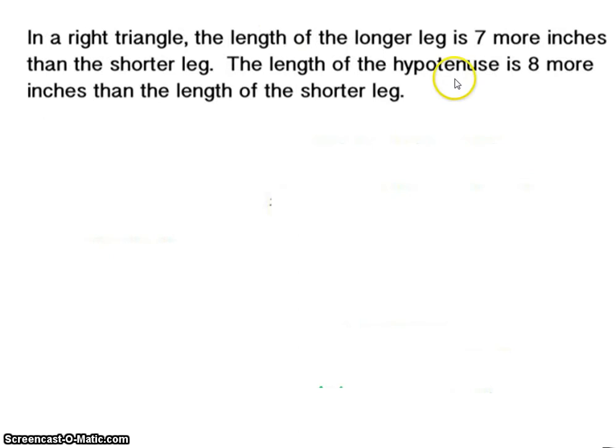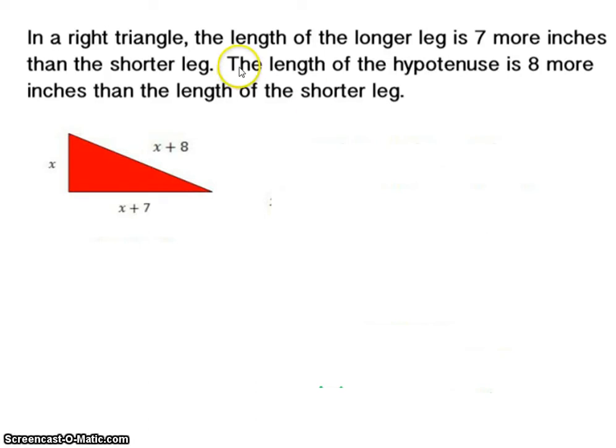Now we have one more example. This one is a triangle problem. We have a right triangle. The length of the longer leg is 7 more inches than the shorter leg, and the length of the hypotenuse is 8 more inches than the length of the shorter leg. Okay, now when you're dealing with word problems that involve geometric figures, it really is a good idea to draw a picture and label the sides. And so I've done that here.